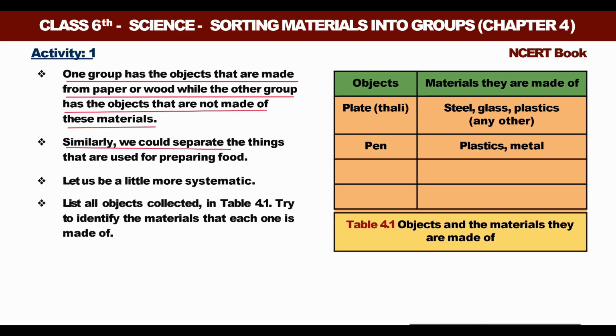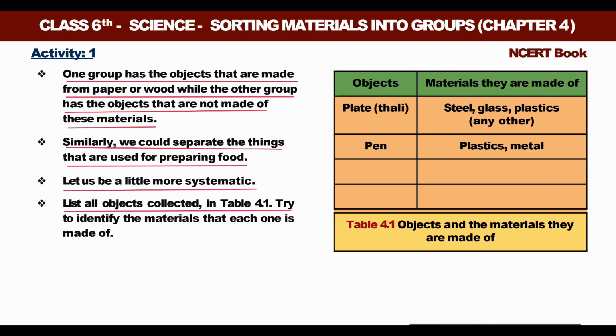Similarly, we could separate the things that are used for preparing food. हम लोग उसके लिए जो कि वो ऑब्जेक्ट जो कि फूड बनाने के लिए यूज़ होता है एंड एक जो नहीं यूज़ होता है, इस तरीके से ग्रुप में चेंज कर सकते हैं. Let us be a little more systematic. List all objects collected in a Table 4.1.